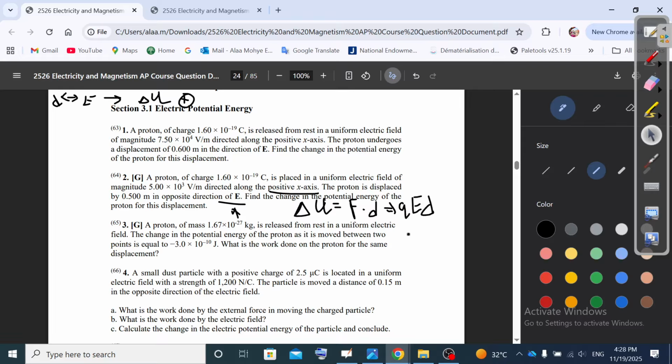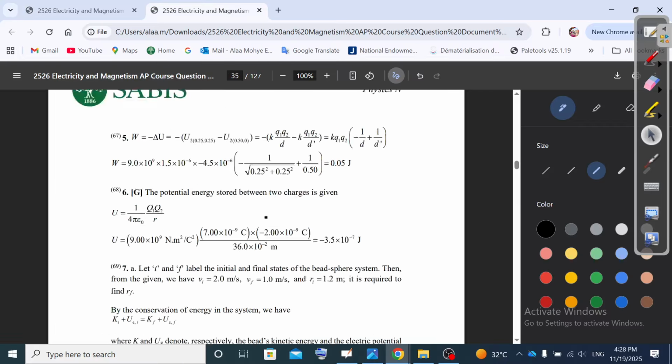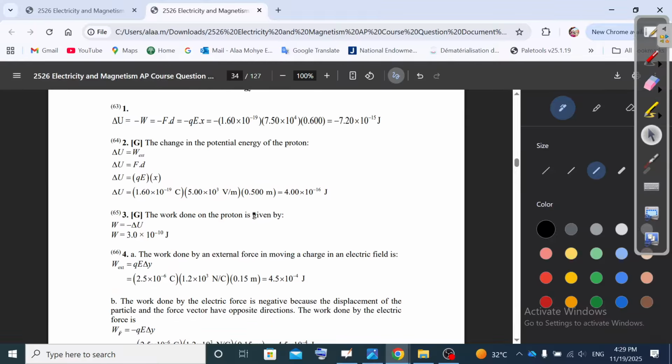Plugging in the values, so your charge, which is 1.6 times 10 to the minus 19, times your electric field, which is 5 times 10 to the power of 3, multiplied by, sorry, I'm short for distance, multiplied by 0.5. Let's just place down the calculator. 1.6 times 10 to the minus 19 times 5 times 10 to the power of 3 times 0.5. You get 4 times 10 to the minus 16. Okay.